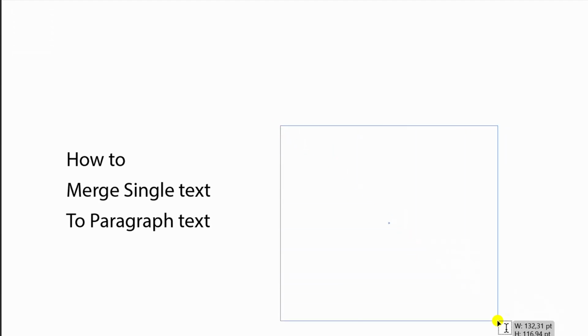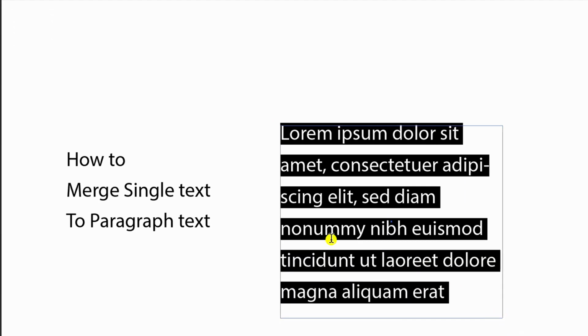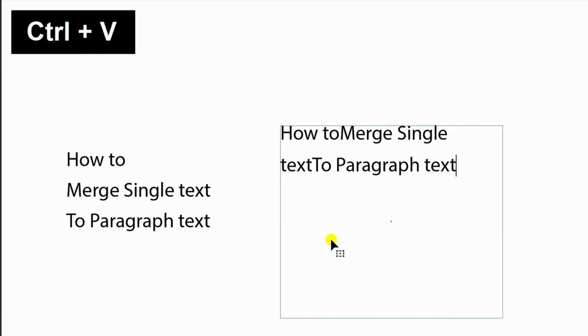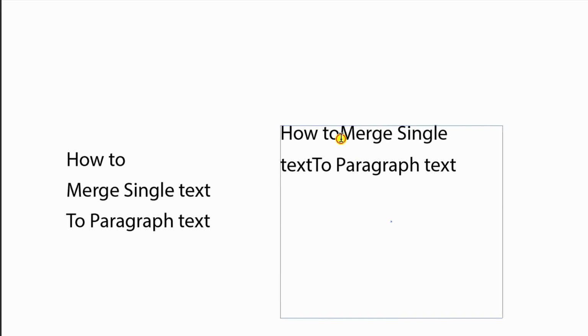You can see this is a separate text. Now select it and press Ctrl C to copy. Press T for the text tool, click and drag like this. And Ctrl V to paste the previous text. And you can tidy it up again.